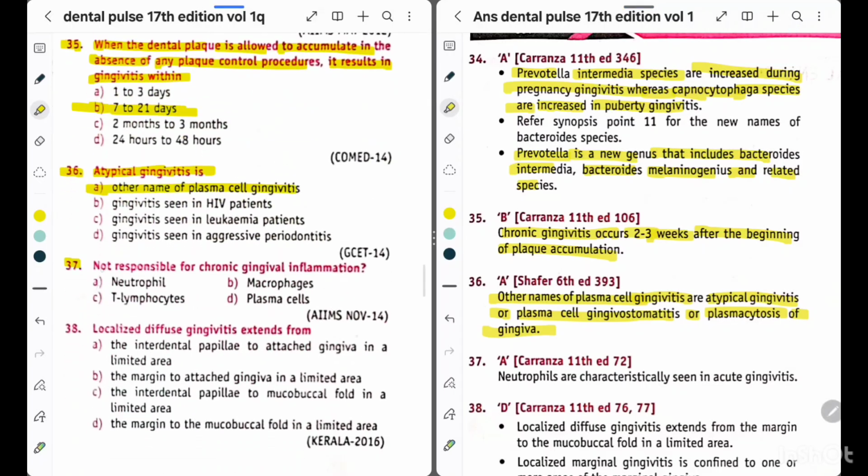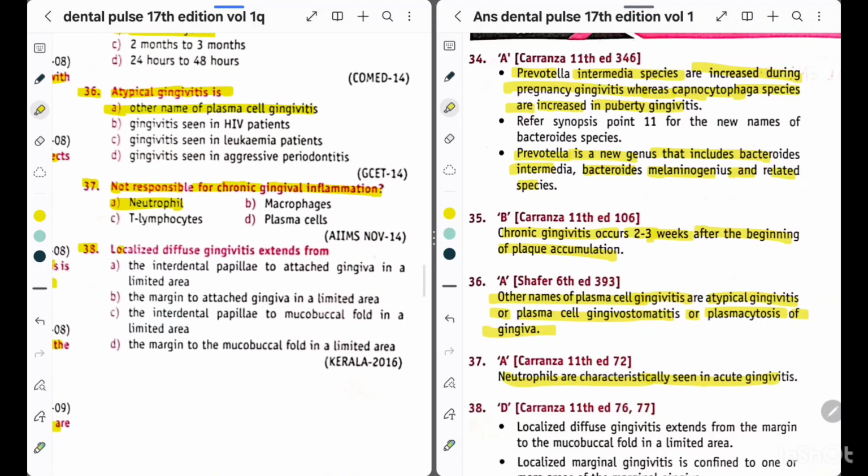Now question 37. Not responsible for chronic gingival inflammation. Option A, neutrophil. Option B, macrophages. Option C, T lymphocytes. Option D, plasma cells. So the answer is neutrophil. Neutrophils are characteristically seen in acute gingivitis.